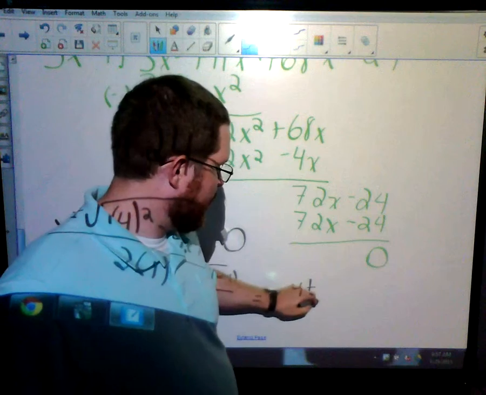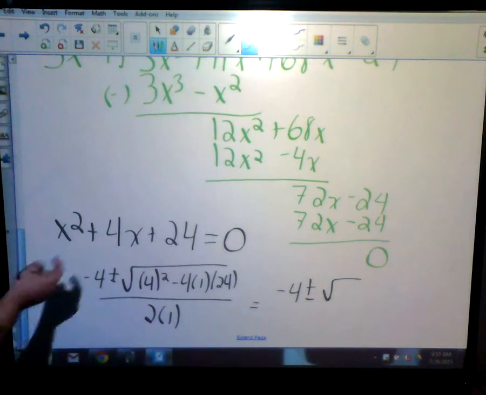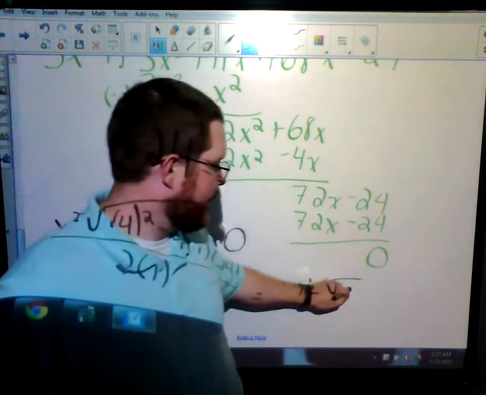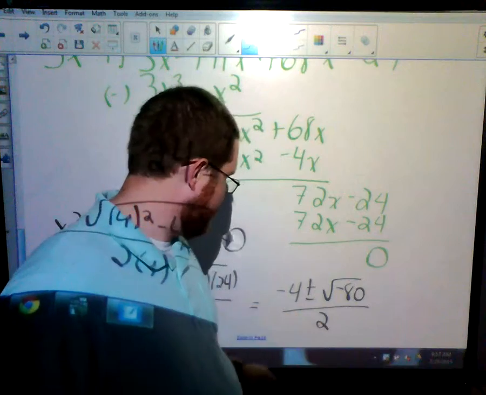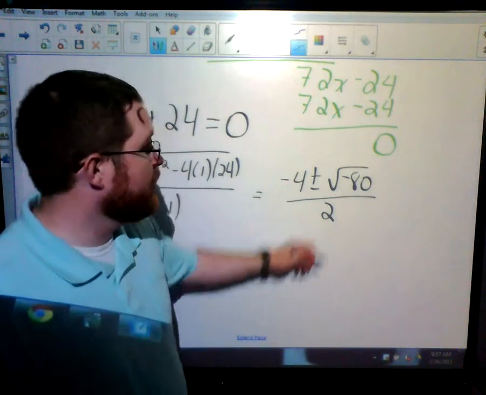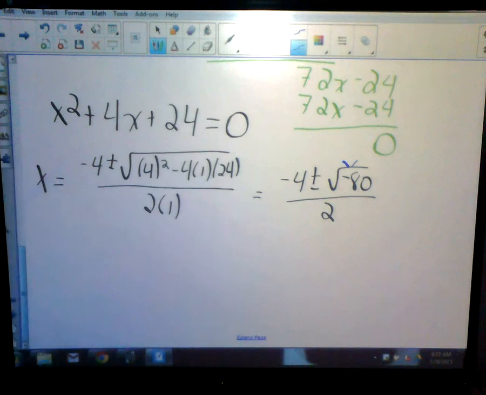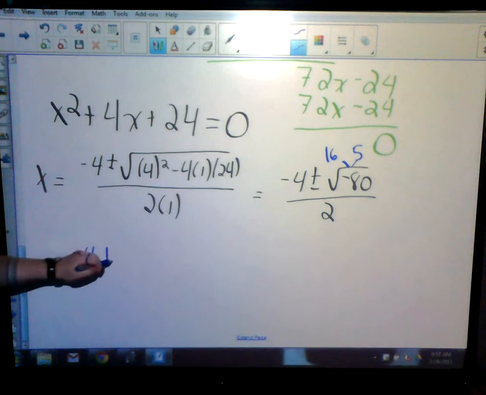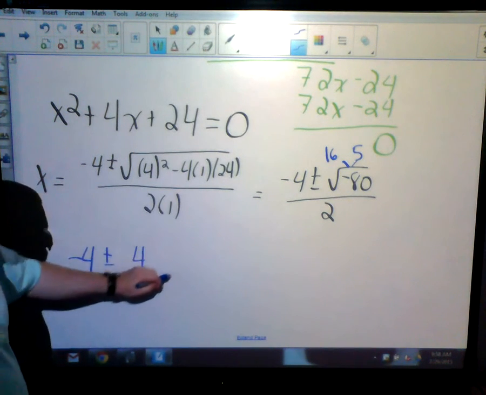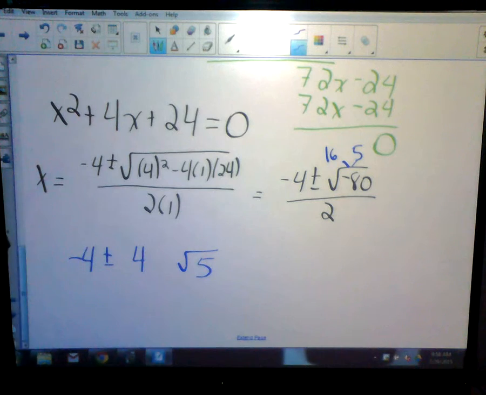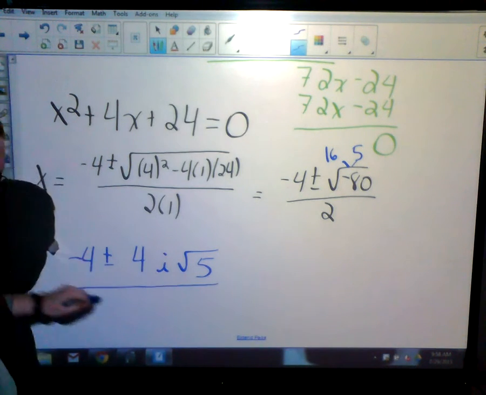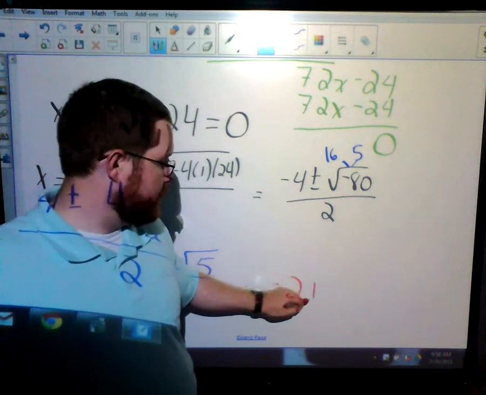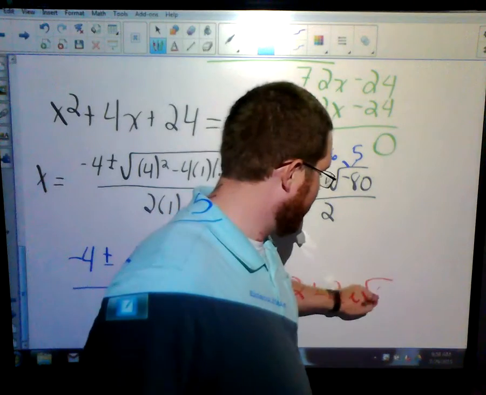That's negative 4 plus or minus square root of 16 minus 96, which is negative 80, over 2. I need two numbers that will multiply to 80, and one of them is a perfect square. How about 16 and 5? So negative 4 plus or minus. The 16 will come out as a 4. The 5 is still inside. The negative comes out as an i. Never leave an answer like that. Reduce it down: negative 2 plus or minus 2i square root of 5.